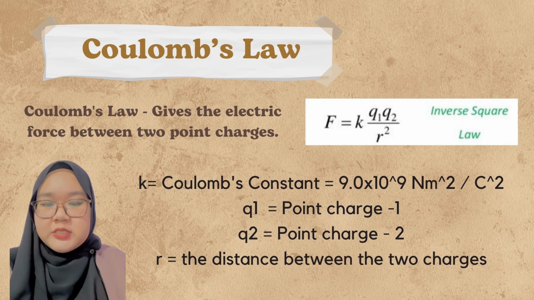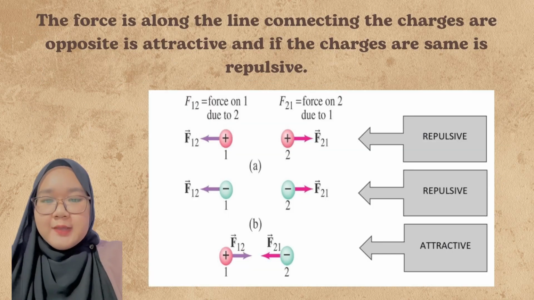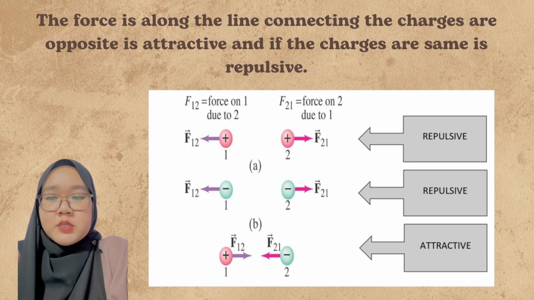r is the distance between the two charges. On this slide, as you can see, opposite charges are attractive and the same charges are repulsive, which means positive and positive is repulsive and negative and negative is repulsive too. But for positive and negative charges, it is attractive.